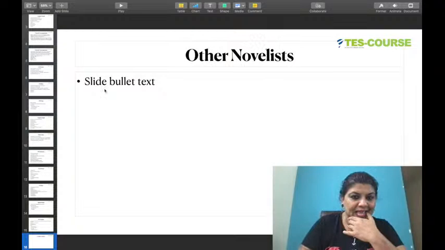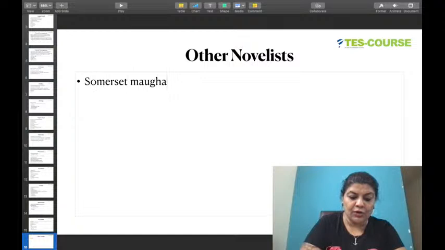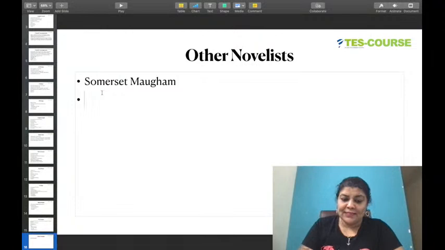Somerset Maugham. Tell me Somerset Maugham's works. Liza of Lambeth, Of Human Bondage, and a work set in India whose title is taken from the Kathopanishad: The Razor's Edge. Then Moon and Sixpence.